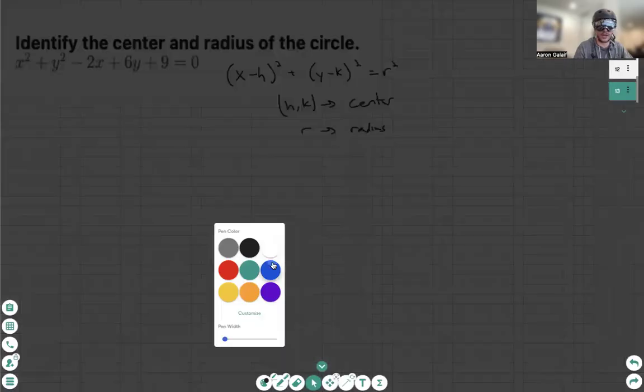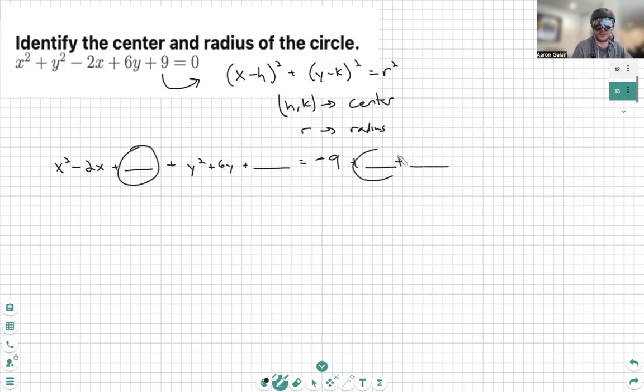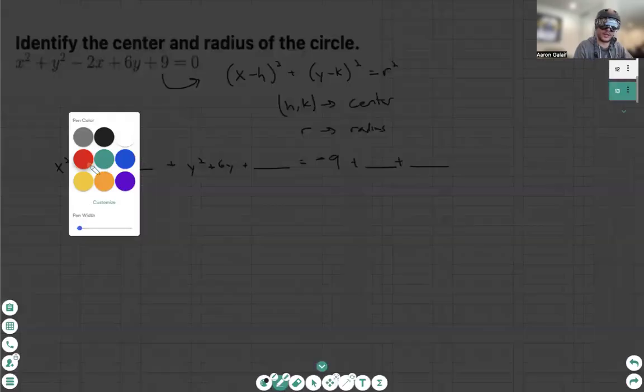So let's start with rewriting what we got. I have x² minus 2x, and we put a plus blank. Then we do the same thing: y² plus 6y, plus blank. Equals, and we're going to move the one that doesn't have an x or a y over to the other side, negative 9. We have to add the two blanks because we're going to complete these squares. What I add to one side, I have to add to the other. That's the trick we do.